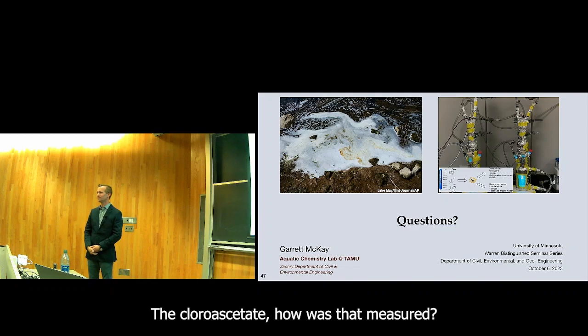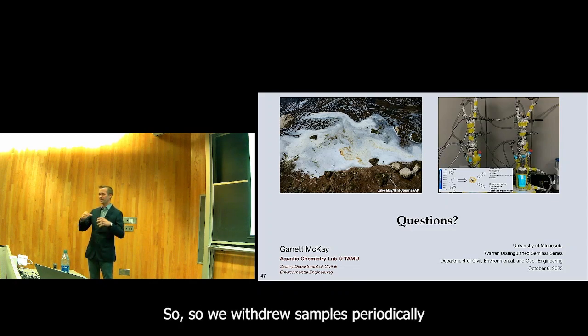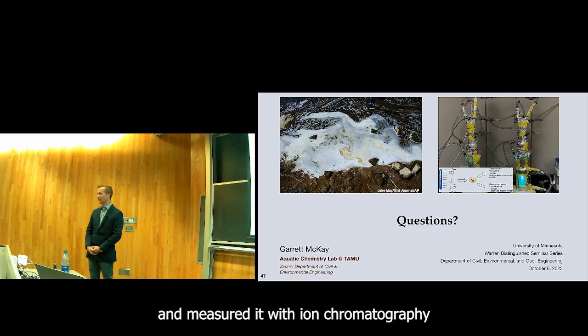How was the chloroacetate measured? Was it a fast method? We used ion chromatography. We withdrew samples periodically and measured it with ion chromatography. Was there quenching before that was measured? We did dark experiments with sulfite and chloroacetate and didn't see significant quenching over the time scale.